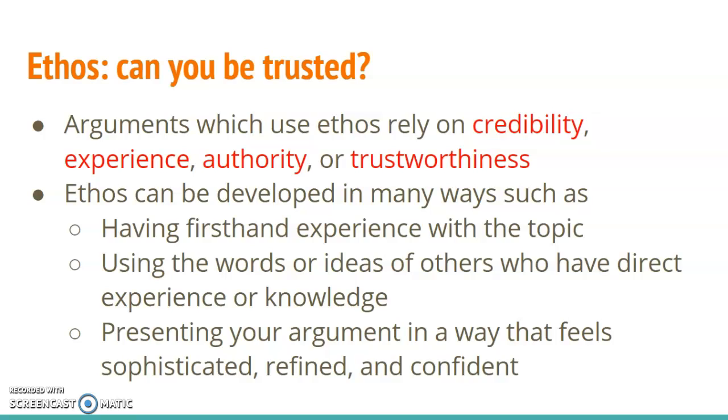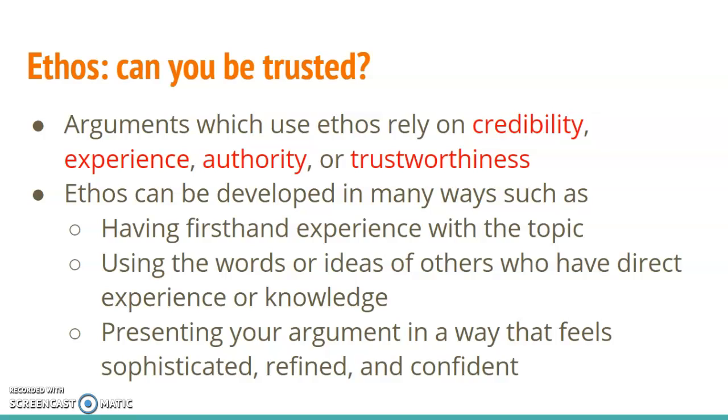Next, ethos, or can you be trusted? Arguments which use ethos rely on your credibility, your experience, your authority or expertise, or your general trustworthiness. Now, how do you get people to think that you're trustworthy, that you have credibility, that you are experienced, that you have authority or expertise? Well, you can do that in several ways. The first way is having actual experience, having firsthand knowledge of what you're talking about, and using those firsthand experiences to create your arguments. You can also use the words or ideas of others who have direct experience and knowledge, interviews, studies, things like that with people who have actual experience.